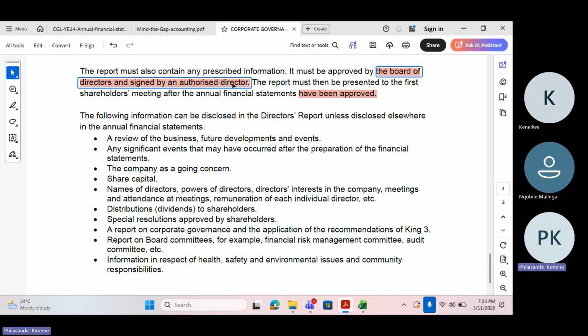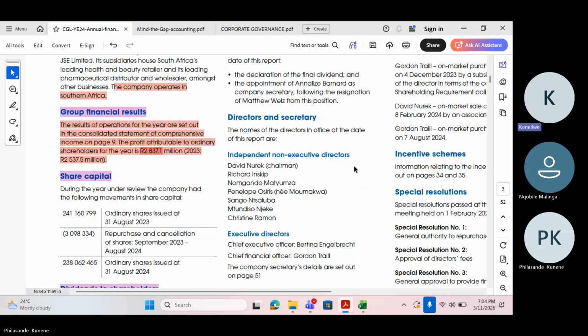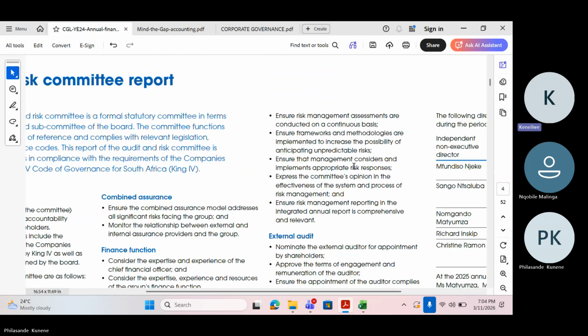Usually the director that signs the financial statement is a non-executive. You remember, we have executive directors and we have non-executive directors. Do you still remember the difference between those two? What is the difference between executive and non-executive? Executive directors run the business, do the daily running of the business, and then non-executive, they only show up to the meetings.